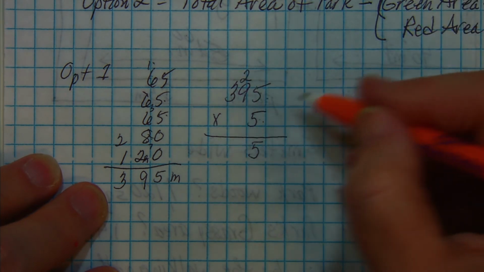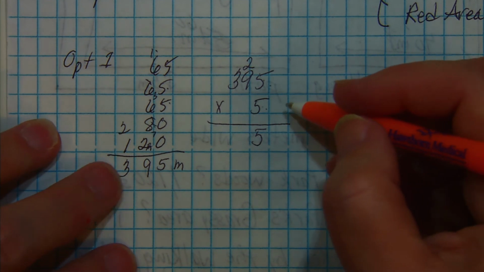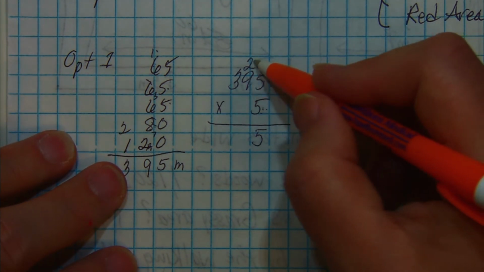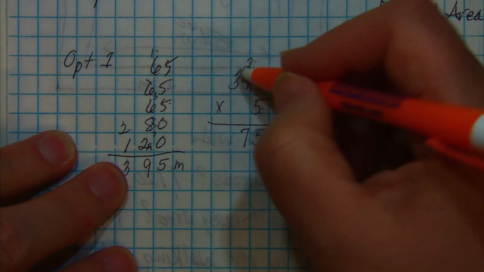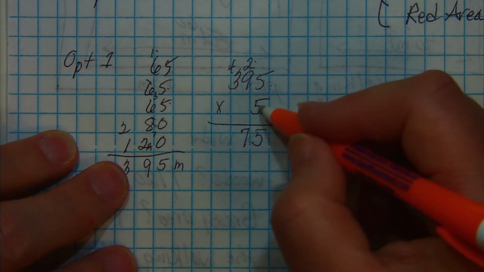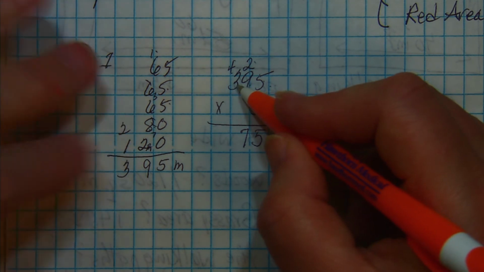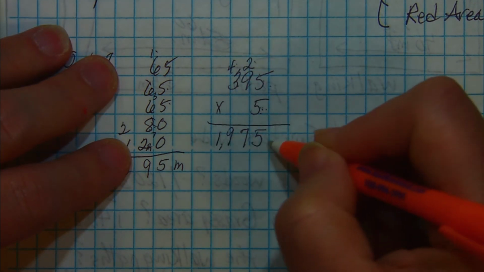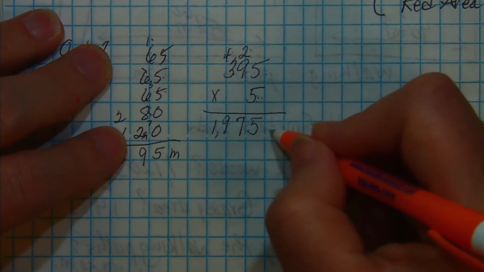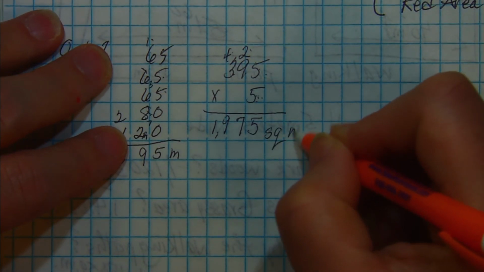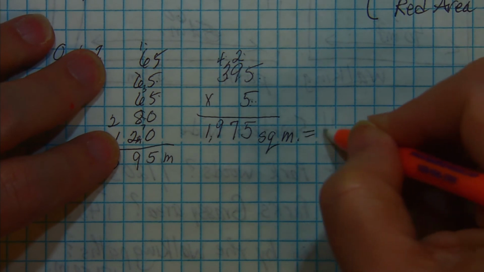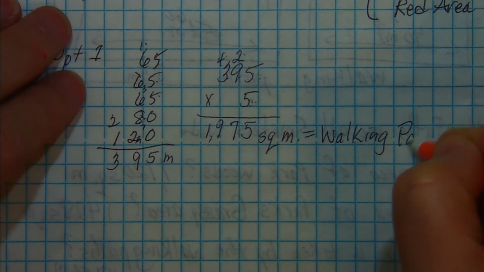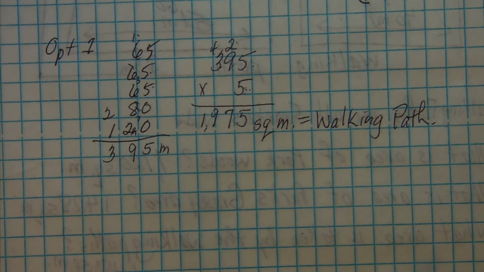Regroup the 2. We'll do the standard algorithm, make you grown-ups a little bit more comfortable. 5 times 9 is 45, plus this 2 is 47. 7 down, 4 regrouped. And 5 times 3 is 15, plus the 4 is 19. Wow. So we've got 1,975 square meters is the walking path. And that again is option 1.